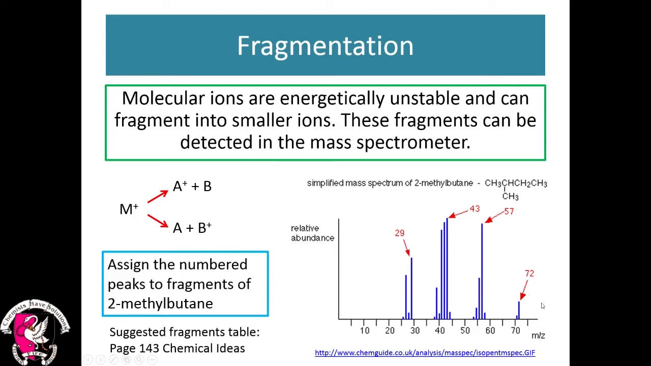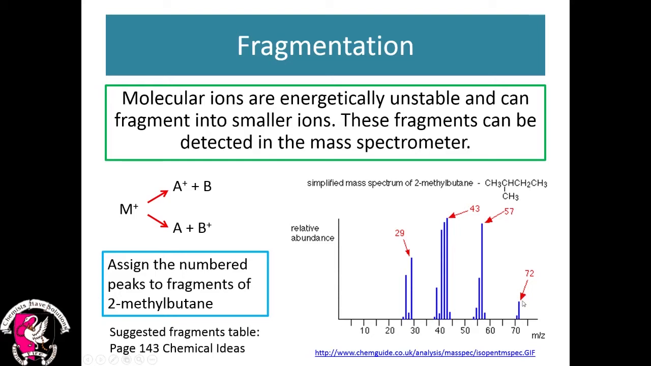So we can see a mass spectra graph here, and this is for 2-methylbutane. Nice and simple. And we've got all these different peaks that are numbered. Apart from one of them, all of those peaks relate to different fragments of this. Now there are lots of different peaks here, but we're only interested in the ones that are labeled for now. So what I'd like you to do is see if you can assign these numbered peaks to the different fragments of 2-methylbutane.